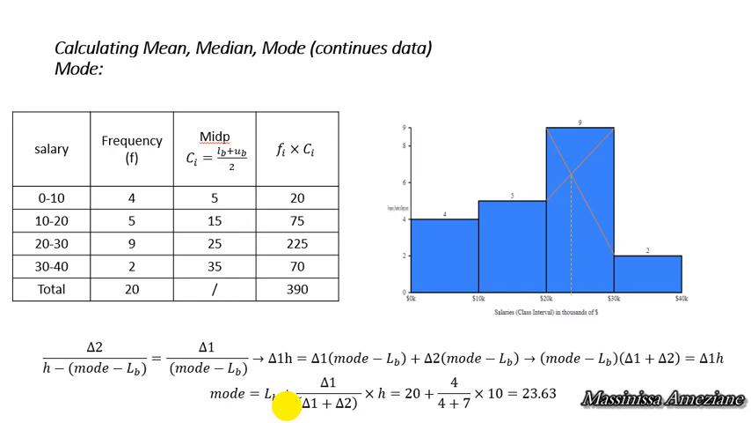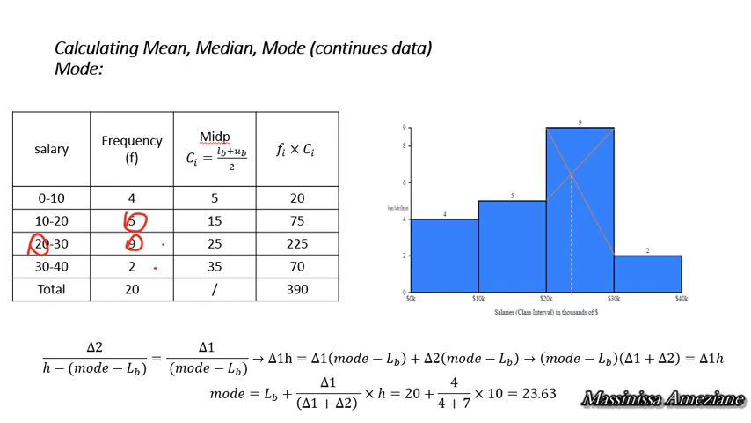Now let's replace all this in our example. So the lower boundary of the modal class is 20. Delta 1, which is the frequency of the modal class minus the one before, which is 9 minus 5, we get 4. And delta 2 is 9 minus 2, we get 7. So times h, which is the width of the class, 30 minus 20, which is 10. So the mode is 23.63.